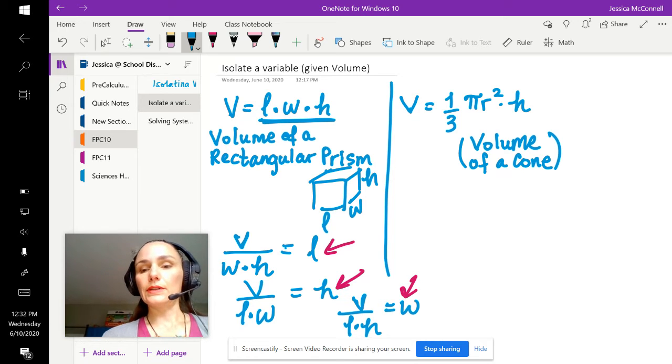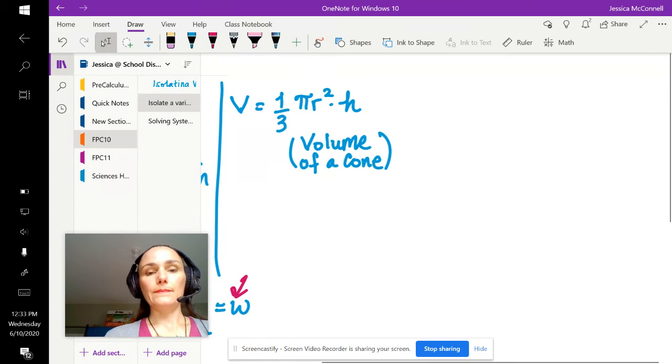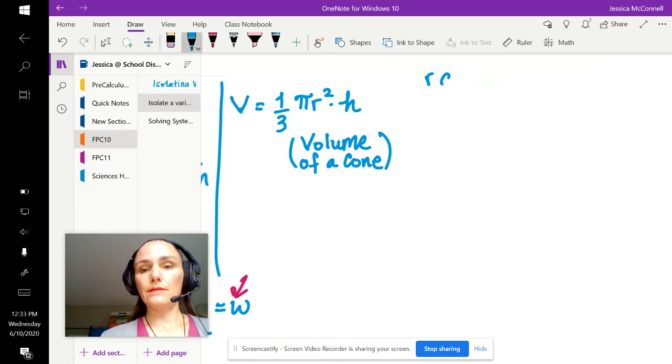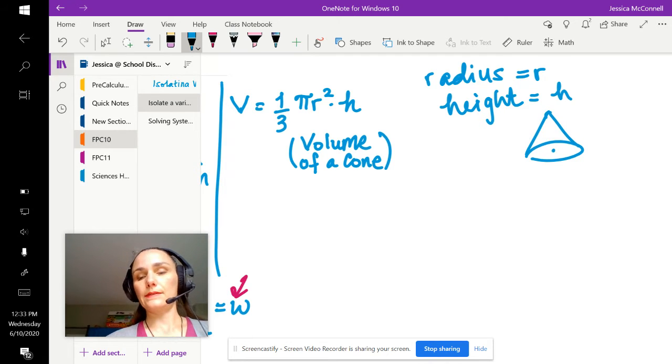Okay, the second one we're going to look at is for the volume of a cone. In this one, you have two variables. You've got the radius of the base, and you've got the height of the cone. Just defining what these variables mean. So a cone is, of course, a circular base and a shape kind of like that.